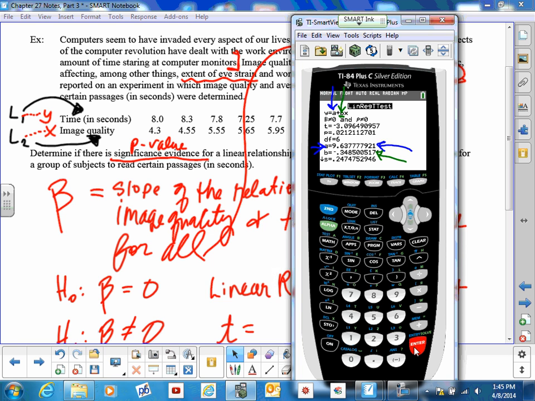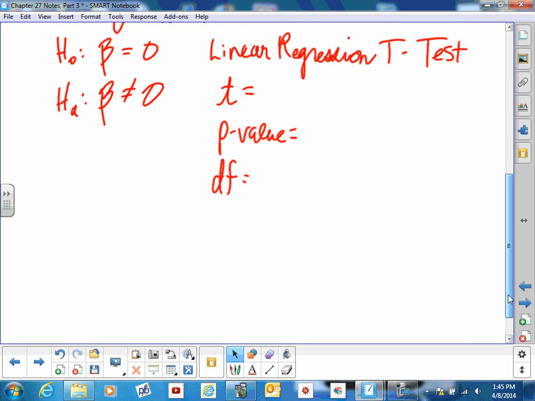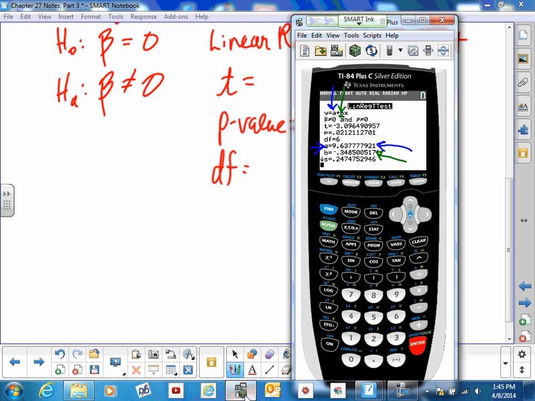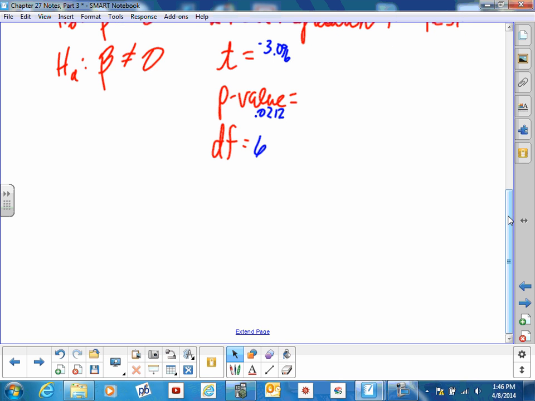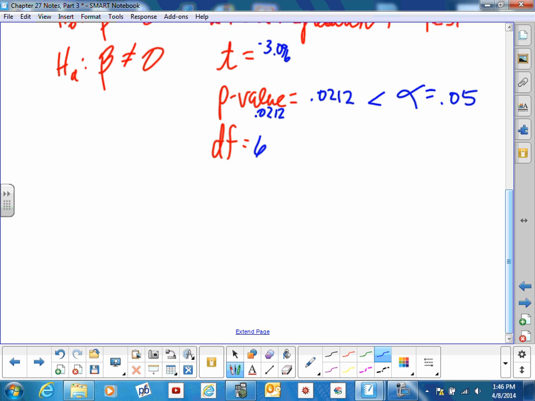Okay, let's put our T value and our P value down right here. Here we go. Negative 3.096, 0.0212, degrees of freedom, 6. All right, so what is our situation going on? Our p-value of 0.0212 is less than alpha of 0.05. So what's our decision? Rejecting. We are rejecting. Now, for time's sake, what are we rejecting?